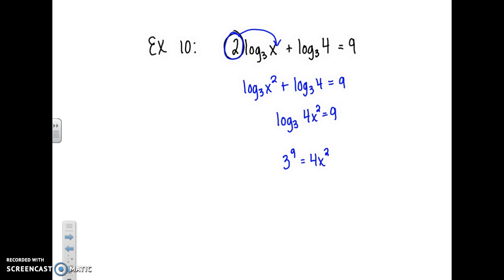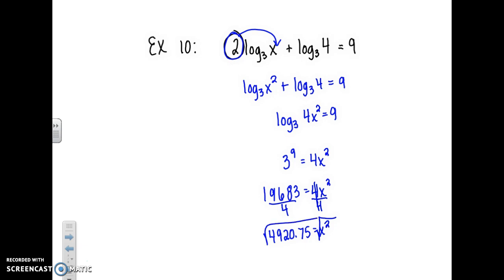So we'll grab our calculators for this, because 3 to the 9th power is going to be a very large number. And 3 to the 9th power is 19,683. So 19,683 equals 4x squared. So we will divide by 4. And whenever we do that, we get 4,920.75 equals x squared. And then we will square root both sides.